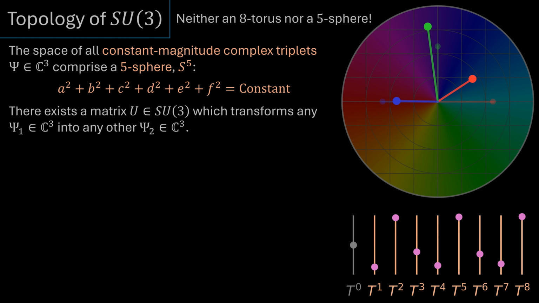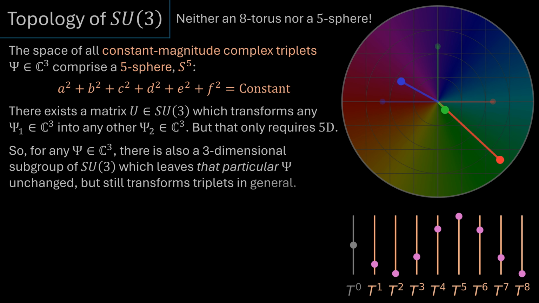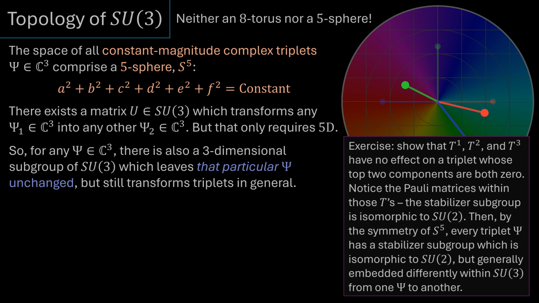And so because the space of things that SU3 acts on is the 5 sphere, we might be tempted to think that the topology of SU3 is a 5 sphere. But that's actually not the case, because one thing we know for sure is that SU3 is an 8-dimensional thing, but the 5-sphere is only 5-dimensional. So how does an 8-dimensional thing wrap around a 5-dimensional thing? It seems like we'll have 3 redundant degrees of freedom in SU3. And in fact, that's exactly right. There are 3 redundant degrees of freedom in SU3 relative to any particular complex triplet. But it's a different 3-dimensional subgroup depending on which triplet you're looking at. See, that's the complicated thing.